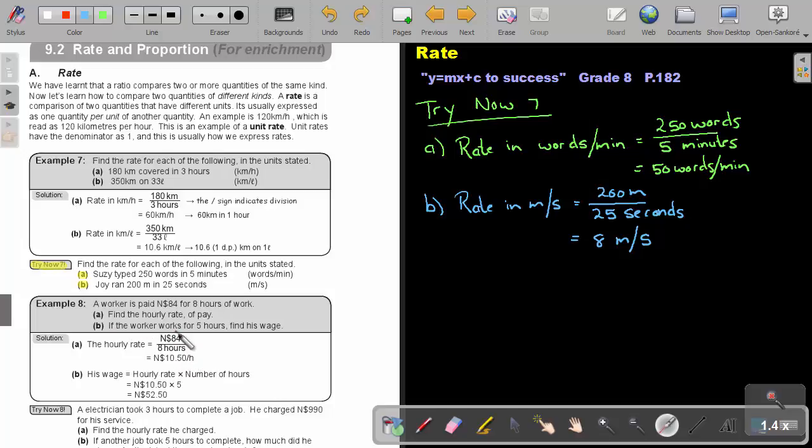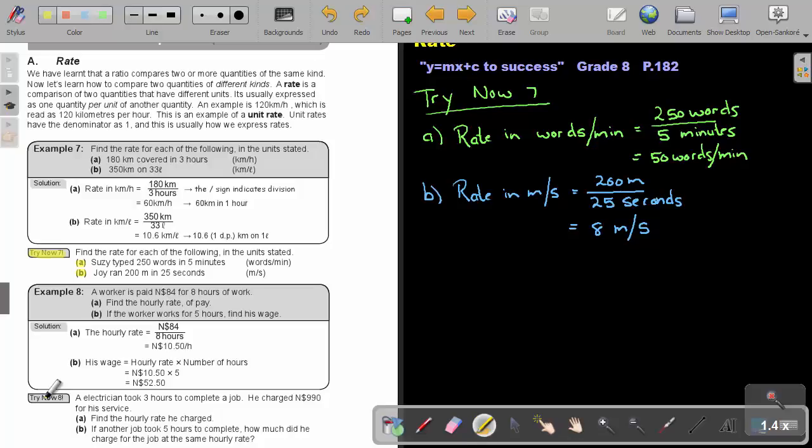Okay. If the worker works for 5 hours, find his wage. So I just take this rate and I times it with 5, and he will get 52.50 Namibian dollar. Okay, let's just move this a little bit up, and then I want you to do Try Now 8, number A and B. Okay, let's start.